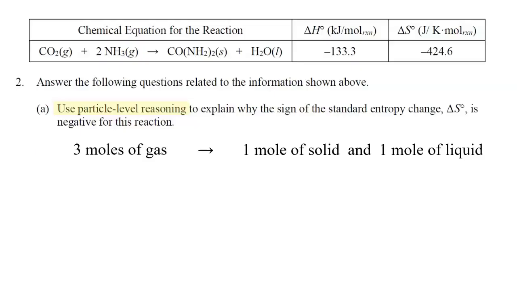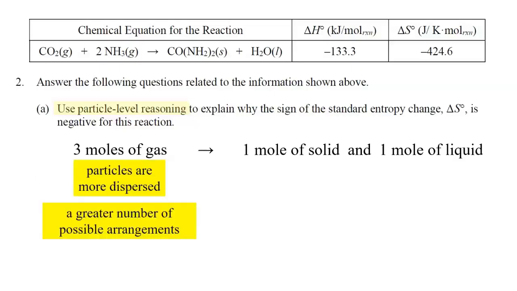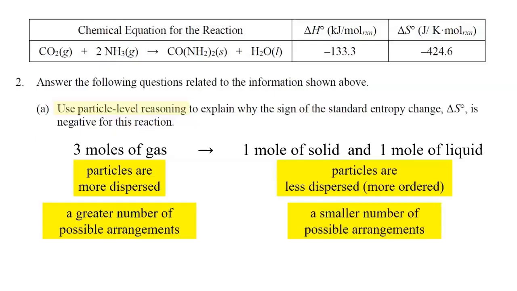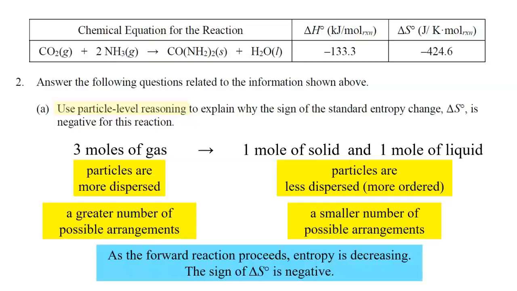So here's what I'm going to go ahead and say for my answer to part A. I start with 3 moles of gas on the left side of this equation, and the particles are more dispersed, or you could say there's a greater number of possible arrangements. But then for the products with 1 mole of solid and 1 mole of liquid, now the particles are less dispersed or more ordered, and so there is a smaller number of possible arrangements. So in my answer to part A, I'm describing the phases of matter, I'm describing the dispersal of the particles or the number of arrangements, and so as the forward reaction proceeds, entropy is decreasing, and that's why the sign of delta S is negative.